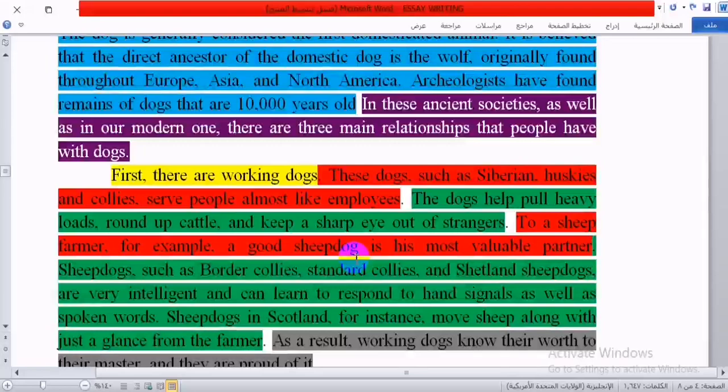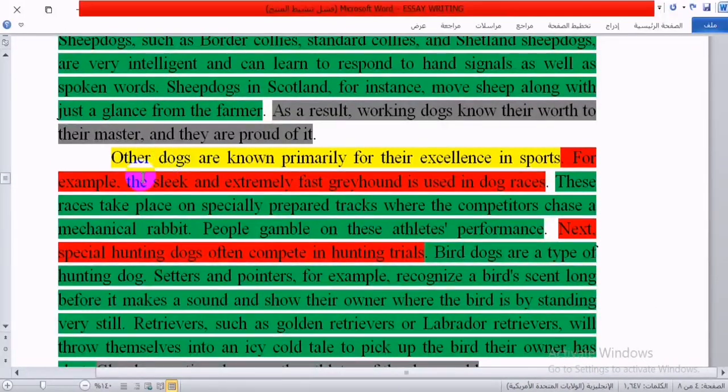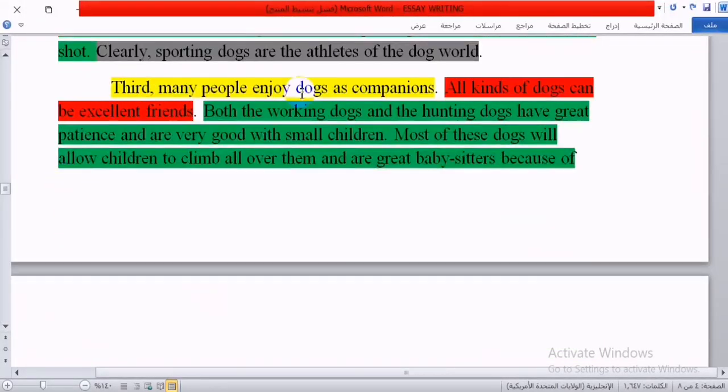So here is the topic sentence of this paragraph, and this topic is the subtopic of the main topic. Here is its major sentence, which develops the topic sentence directly, and here are the minor sentences which develop the major sentence. The sentence highlighted in gray is the concluding sentence that summarizes the whole paragraph. The same method is applied to the rest of the paragraphs: the second explains the second relationship, and the third explains the third relationship between man and dogs.